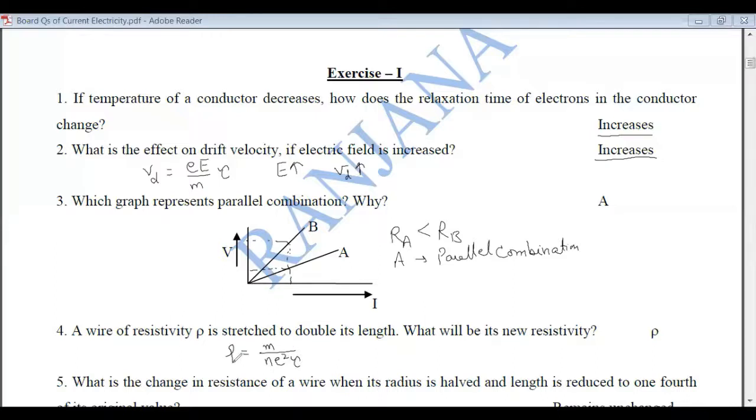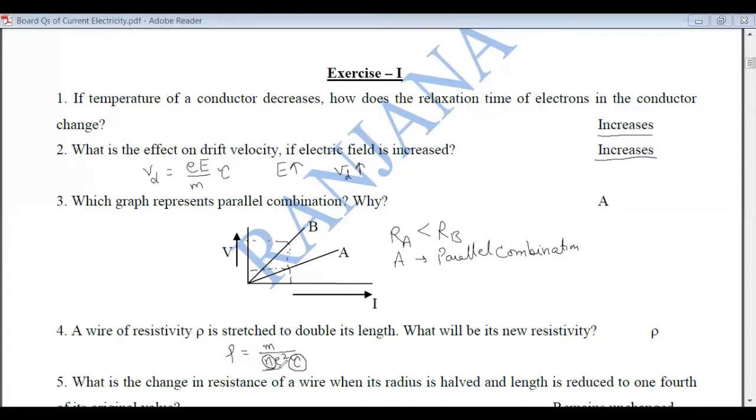From this expression, we see that the resistivity depends upon the number density of the electrons, that is, on the nature of the material. Different materials, different resistivity. And it also depends upon the relaxation time. It is inversely proportional to the relaxation time, and relaxation time further depends upon the temperature. So the resistivity does not depend upon the length and cross-sectional area.